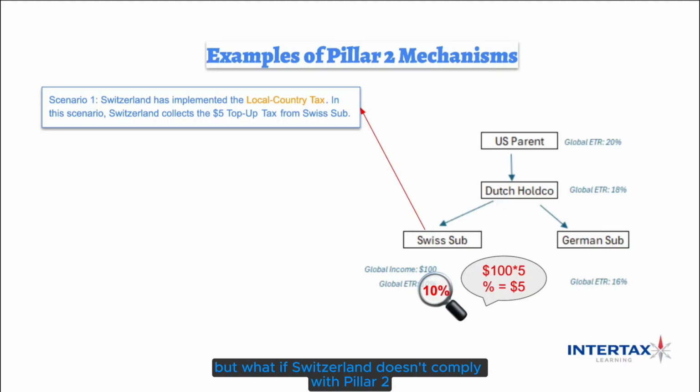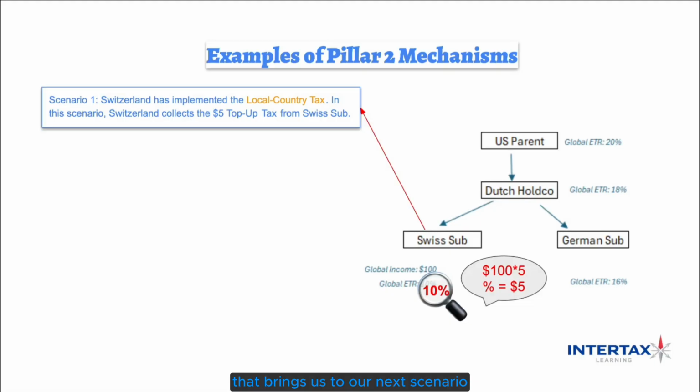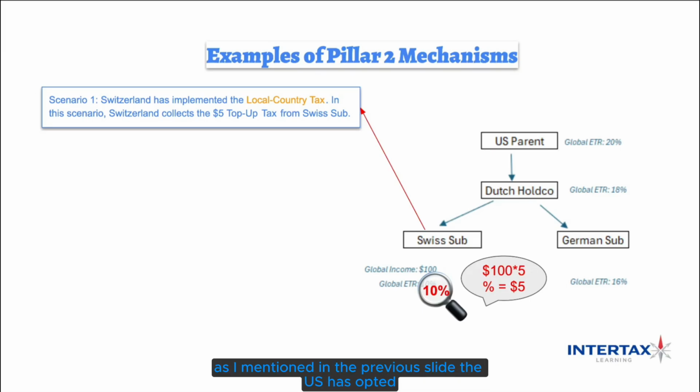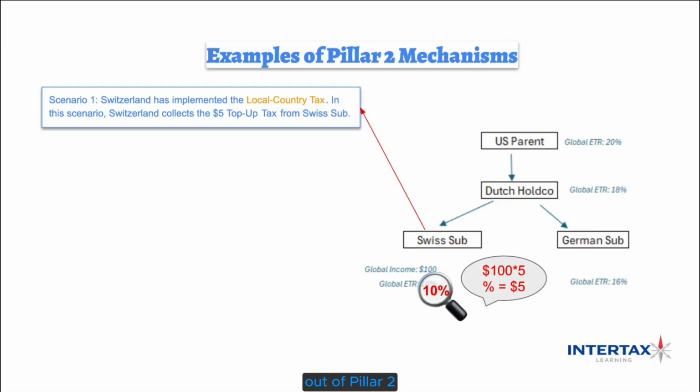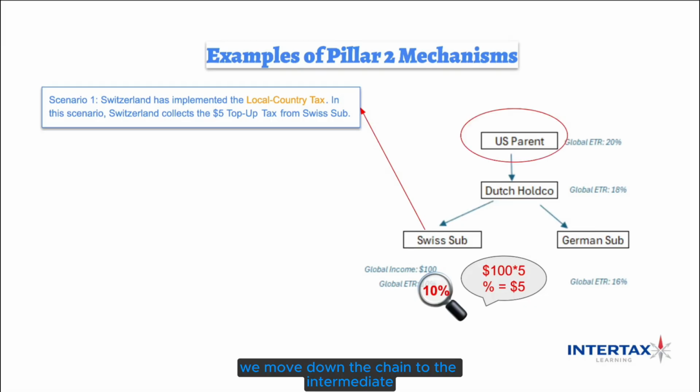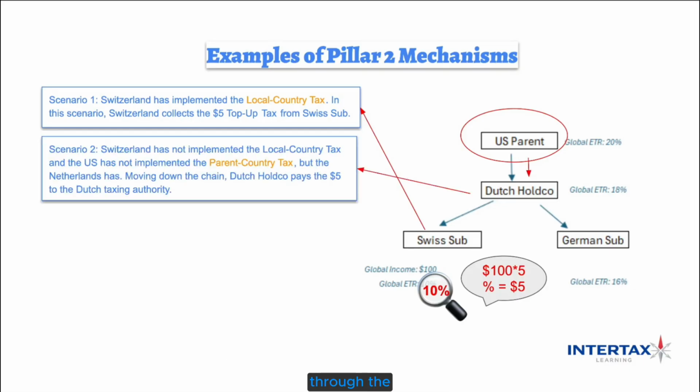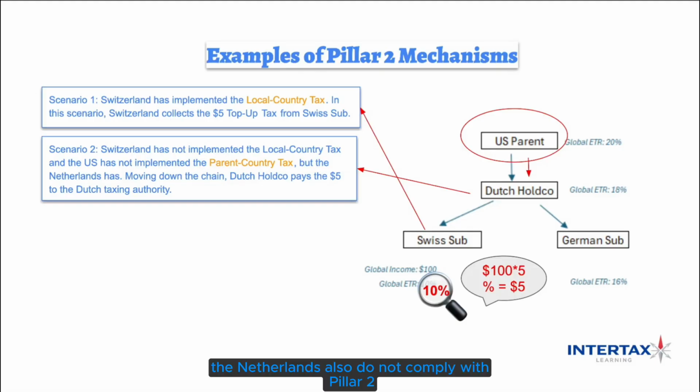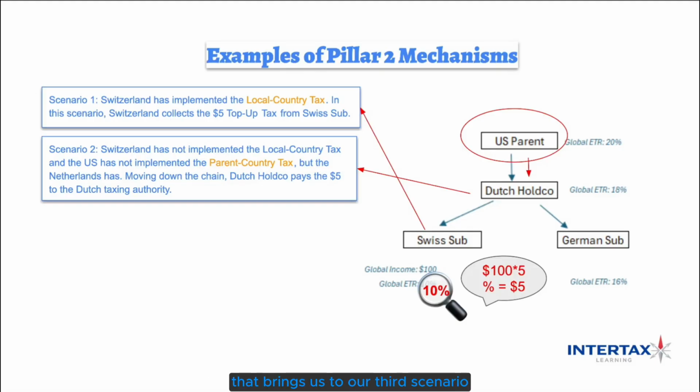But what if Switzerland doesn't comply with Pillar 2? That brings us to our next scenario. If Switzerland doesn't apply, the parent country should collect from the parent entity. However, as I mentioned in the previous slide, the US has opted out of Pillar 2. We move down the chain to the intermediate parent entity, Dutch Holdco. The Netherlands would, in this case, collect the $5 through the parent country tax. The Netherlands also do not comply with Pillar 2. That brings us to our third scenario.